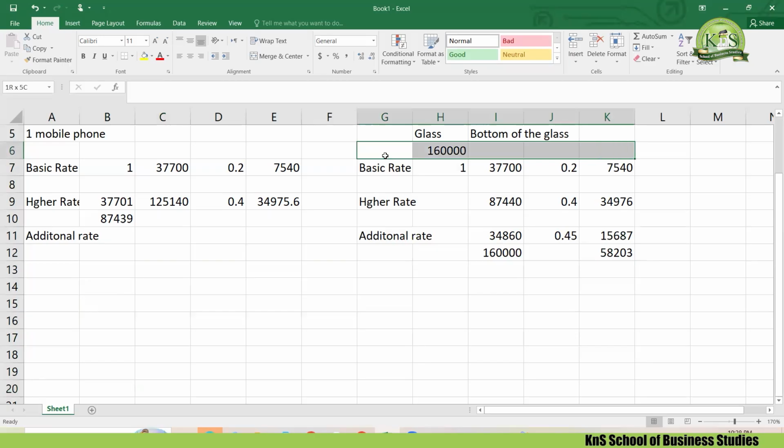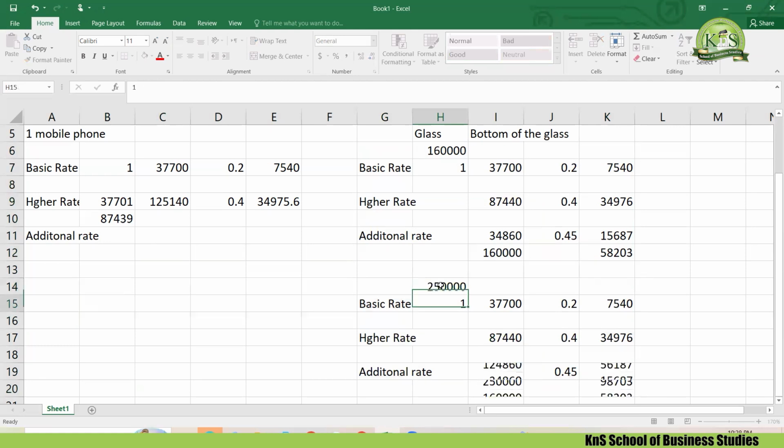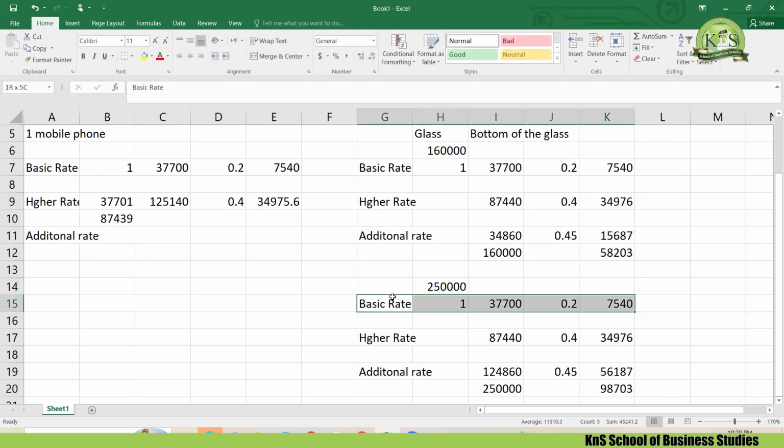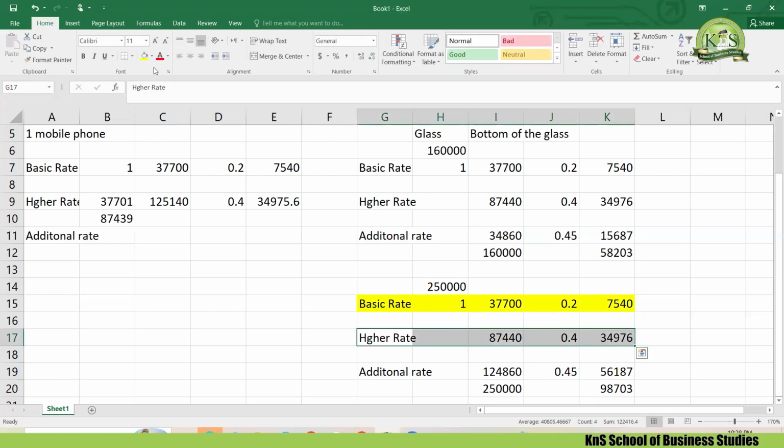So I will just copy this, paste it down here, and change it into 250 now. Okay, see, this changed. So this will remain the same, right? Because the glass will fill from the bottom first. Will this also remain the same? Yes, it will also remain the same. The only thing that will change is this.